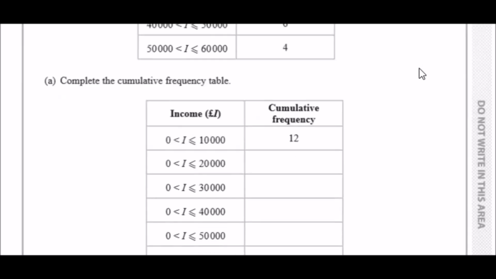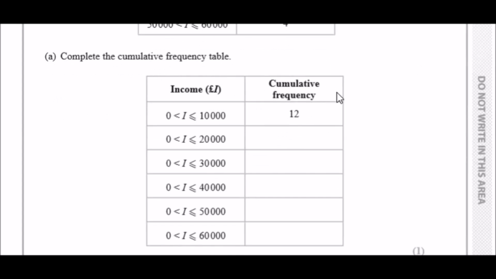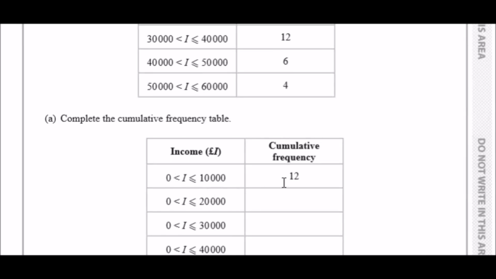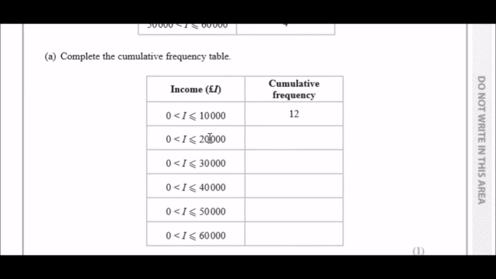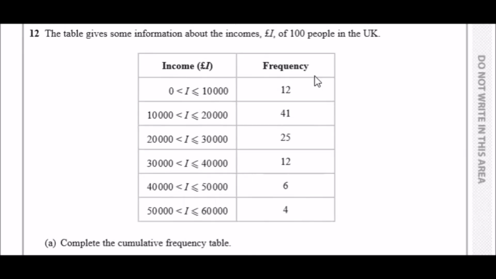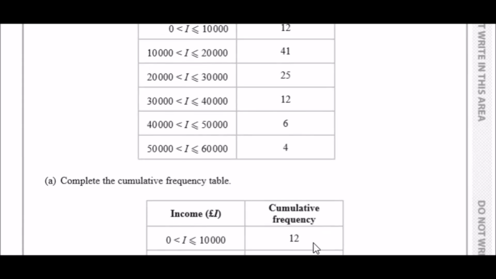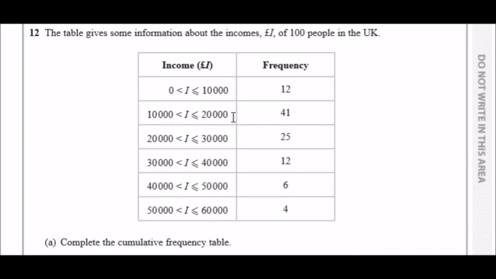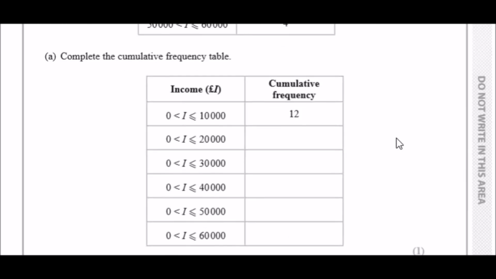Part A, complete the cumulative frequency table. So we want to see how many people earn as a total up to 20k, 30k, and so on. The way cumulative works, you just add and go. Up to 10k, clearly 12 people, but up to 20k, it's a total of 12 and 41 people. So that's 53. Okay, and then to do the rest, you just add and go.